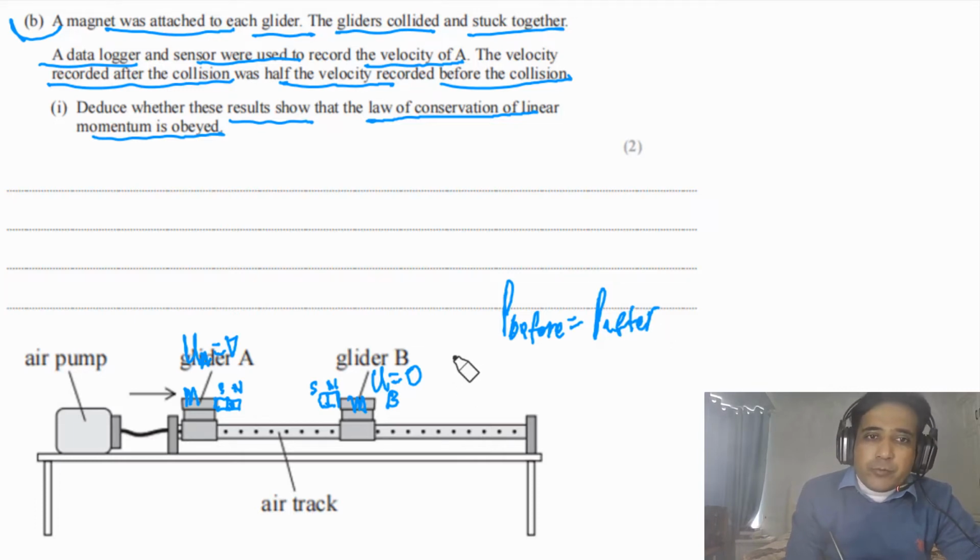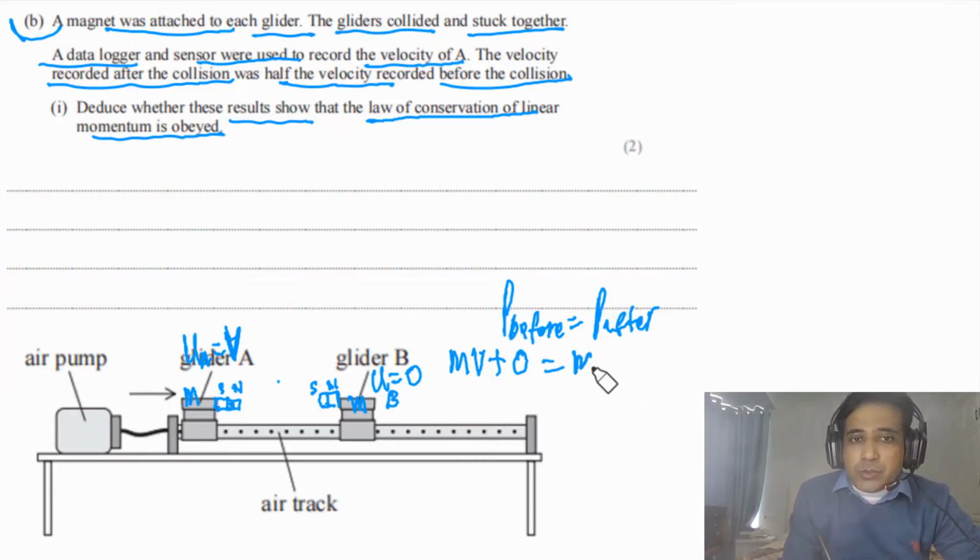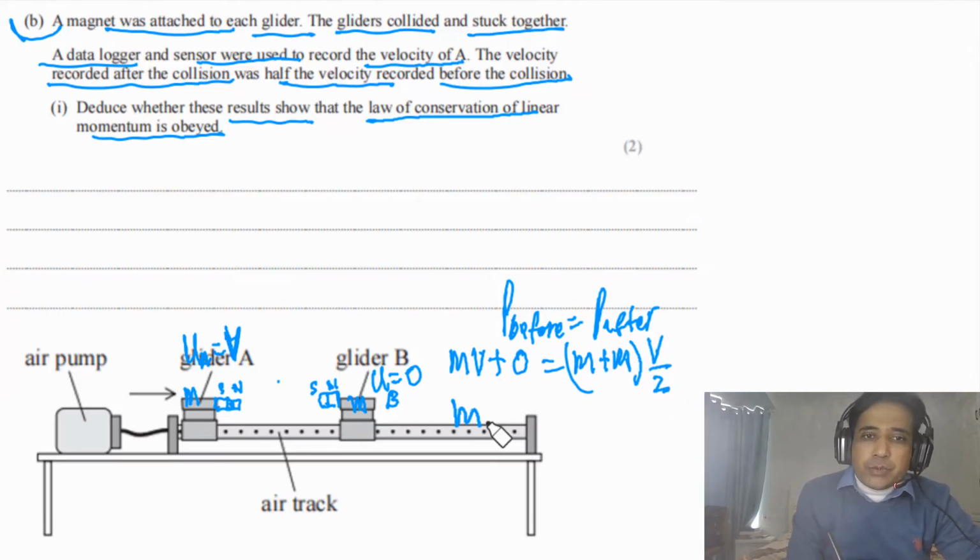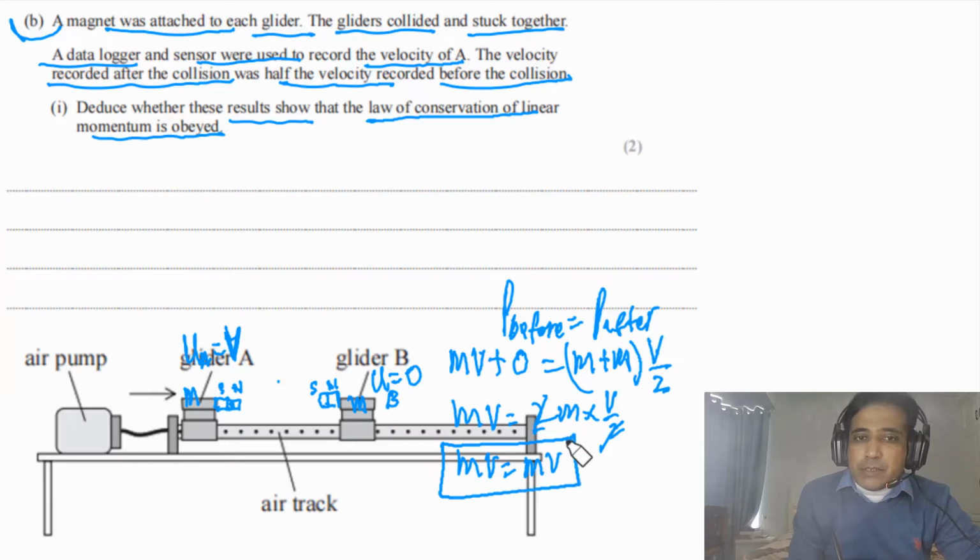Momentum before, we have M times V because the velocity of this one is V, so MV, and the momentum of this one is equal to 0. For the final momentum, they stick together, so the total mass is M plus M, and they move together with half of the initial velocity, meaning V by 2. So we have 2M times V by 2, and this 2 will be cancelled with this one, so we can see momentum is conserved.